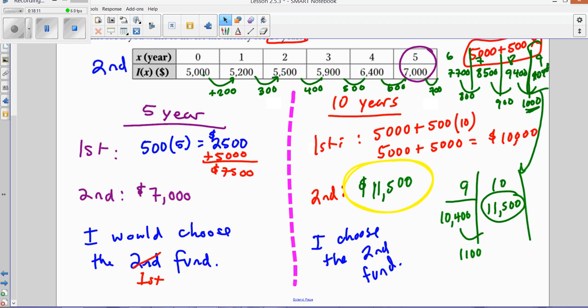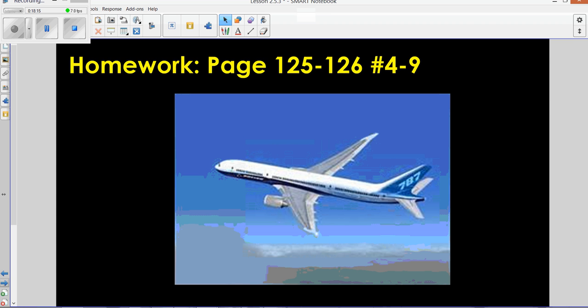So what are you doing now? We're 18 minutes into class. What you are going to do is work on page 125, 126, 4 through 9. Not a lot of homework. It's 7 problems. I want you to complete that. Make sure you're checking your answers in the back of the book. And then be ready to ask some questions on Tuesday when I get back.